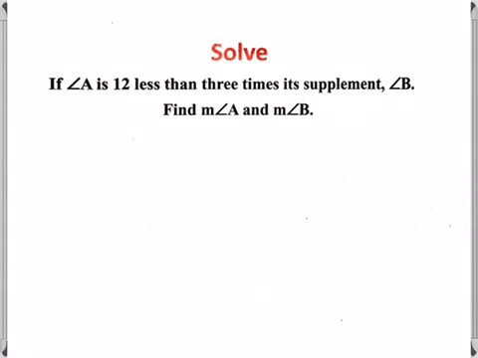If angle A is 12 less than 3 times its supplement, B, find the measure of angle A and find the measure of angle B. Well, the measure of angle A is 3 times its supplement. Let's say that's 3x, but 12 less than that, so 3x minus 12. For the angle B, which is the supplement, we'll just let it be x. So these are our two angles.